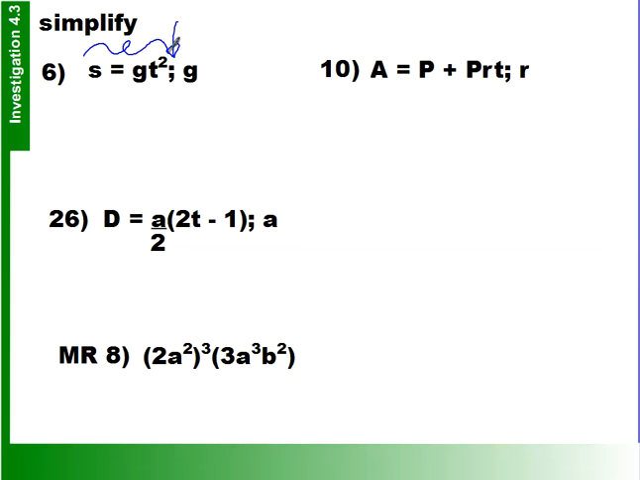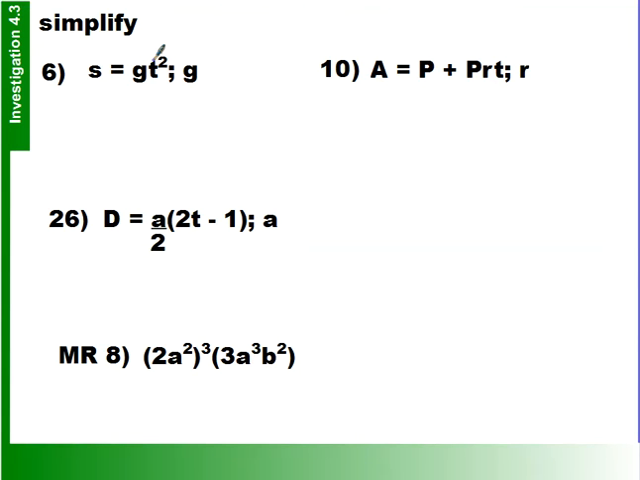We have an equation here, and this is the variable you're trying to get by itself. This piece here is not part of the equation. And that can be said for this problem and this problem as well. Let's get started. We have s is equal to g times t squared, and we want g by itself.